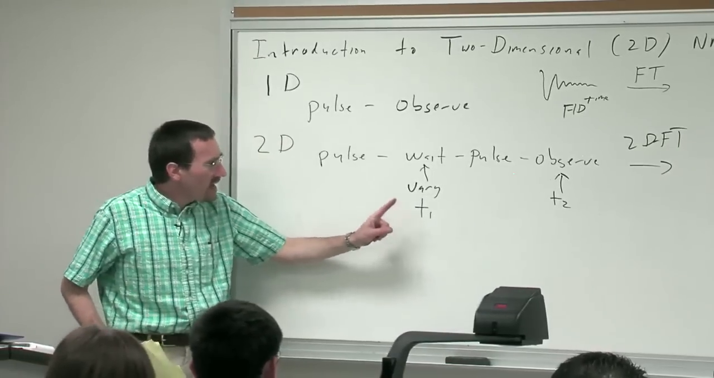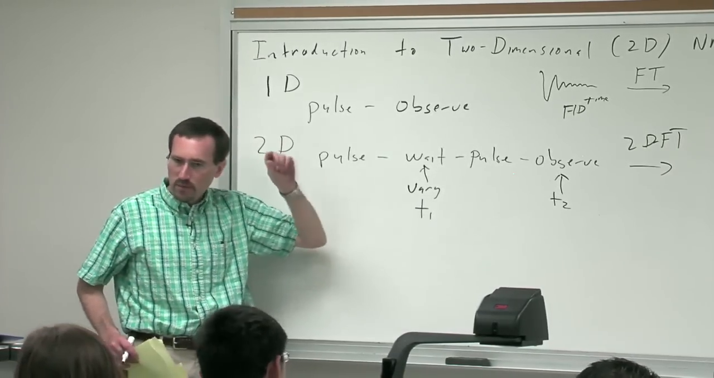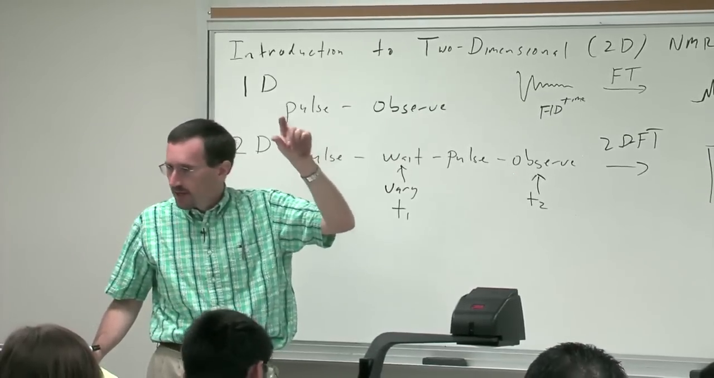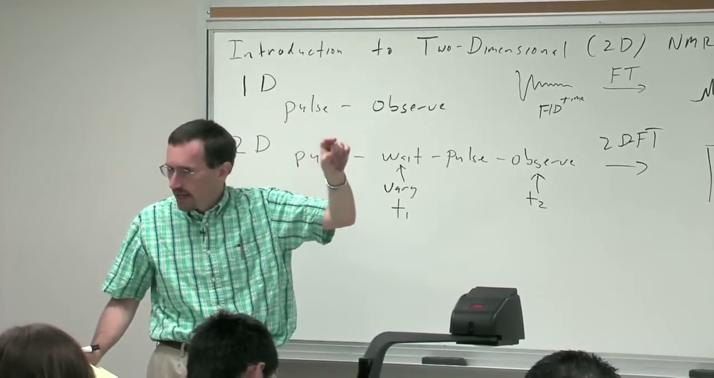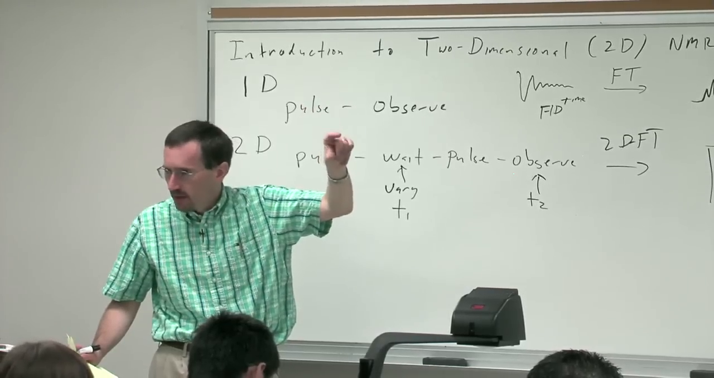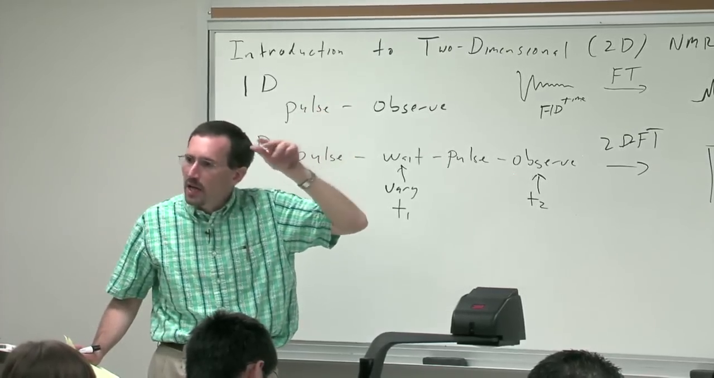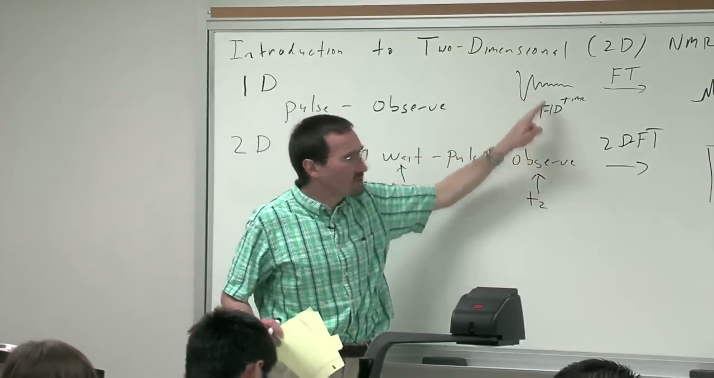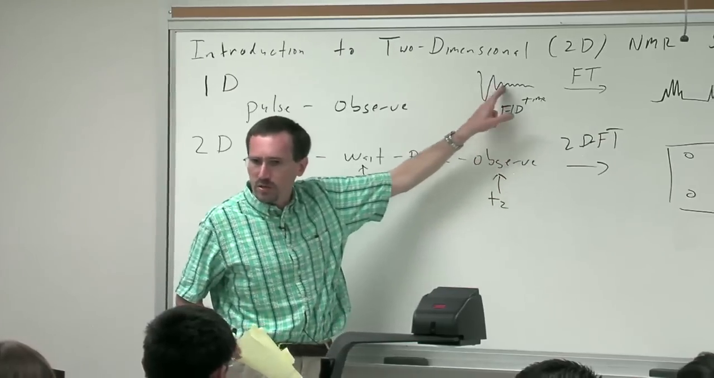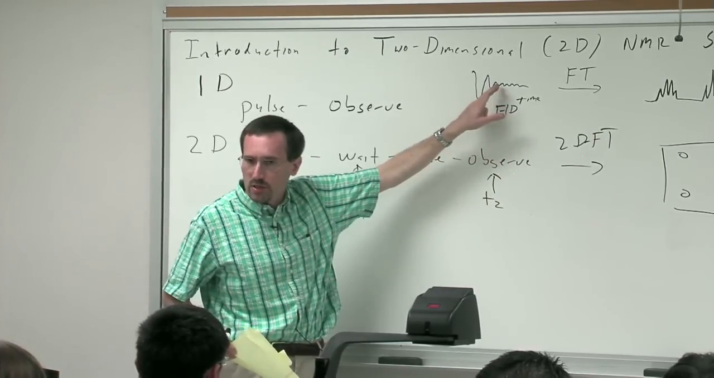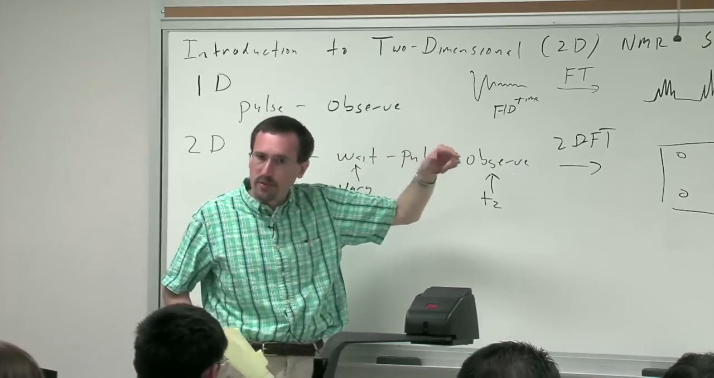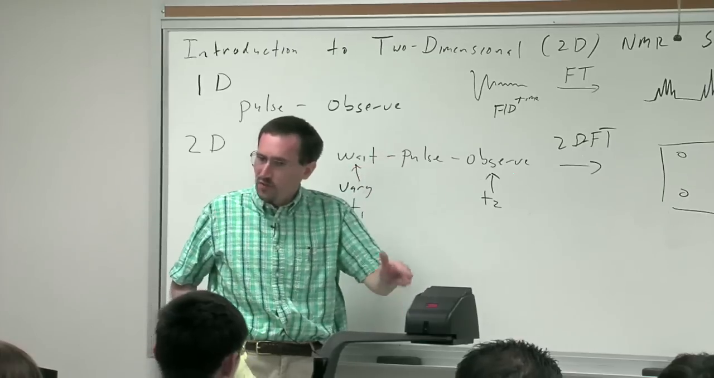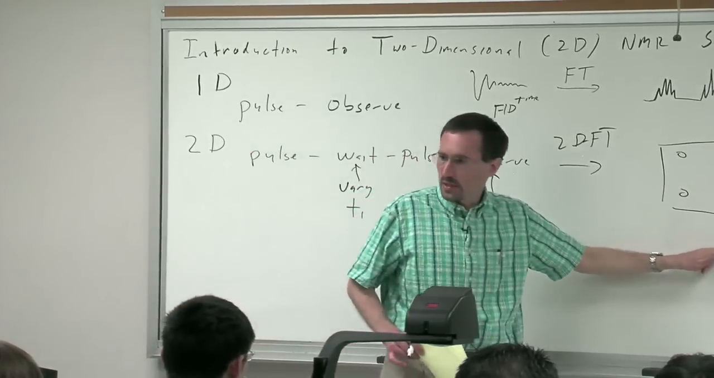Now, similarly, as you vary this t1, let's say starting hypothetically with 1 millisecond in the first experiment, then 2 milliseconds in the next experiment, 3 milliseconds, then 4, another periodicity occurs. In other words, your FID, what you observe in this time, also shows variation that occurs in time, a periodic variation in amplitude. Those variations transform to the second frequency domain.